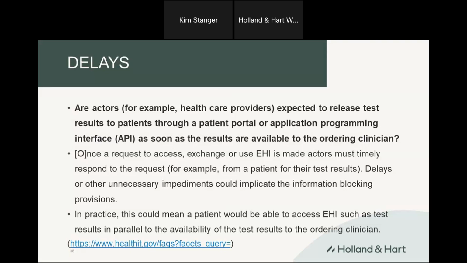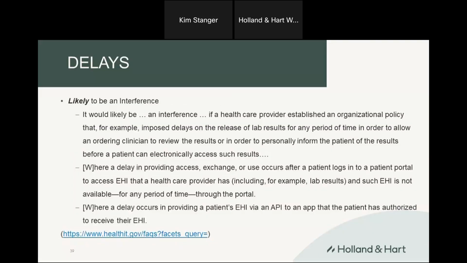So back to the FAQ, it says, in practice, this could mean a patient would be able to access EHI such as test results in parallel or at the same time that that test result is available to the ordering clinician. You can't just have a general policy that you're not going to provide that information until after the physician looks at it. They give you a couple of examples of the types of things that are likely to be interference and those that are not likely to be interference.